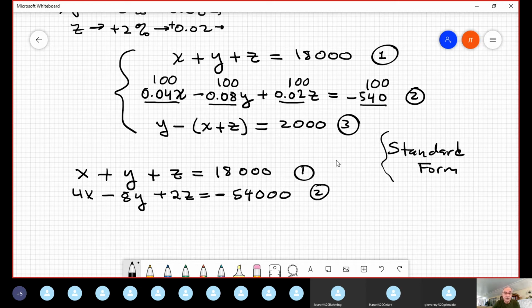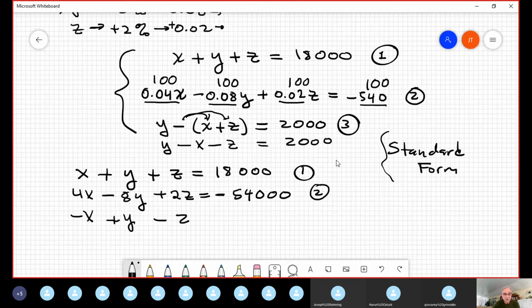Now, this third equation is easy, because the only thing you should do is apply the distributive property here. This is minus x and minus z equals 2,000. But do you write it like that? No. You write it like this: you put x in the first column. We reserve one column for the x, one column for the y, in this case positive y, and one column for the z, equals 2,000. And this is my equation 3, elegant. And now we start algebra.